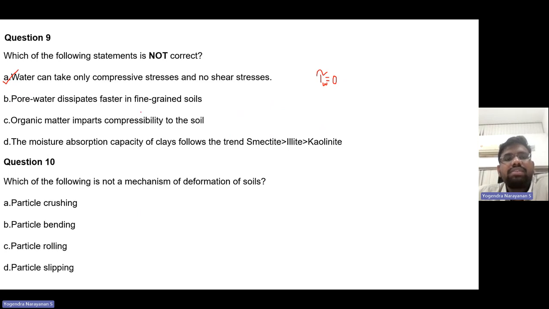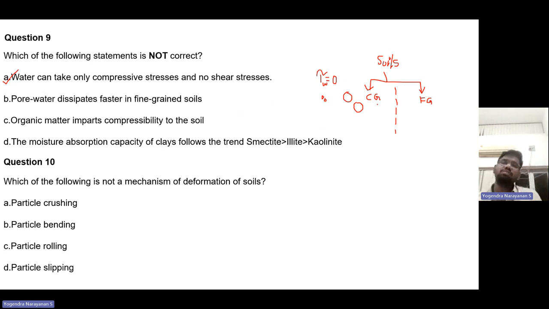Now, pore water dissipates faster in fine-grained soil. Here, we need to understand that fine-grained soils are classified based on grain size. Since this terminology came, soils are classified based on their particle sizes into coarse grained and fine grained, and the particle size determining this boundary, when we can say soil is fine grained, when it transits from coarse grained to fine grained material, the benchmark size is 75 microns.